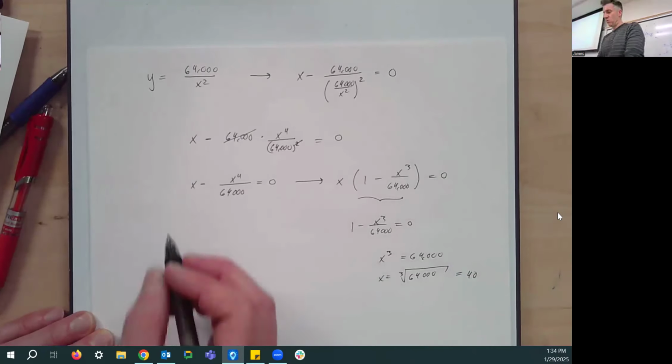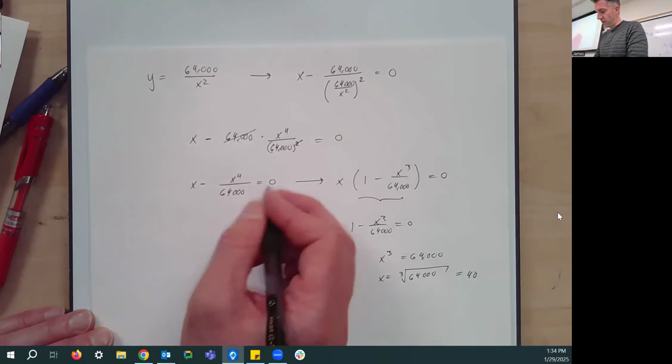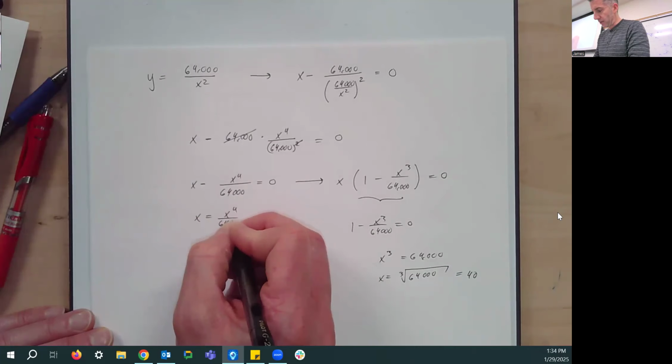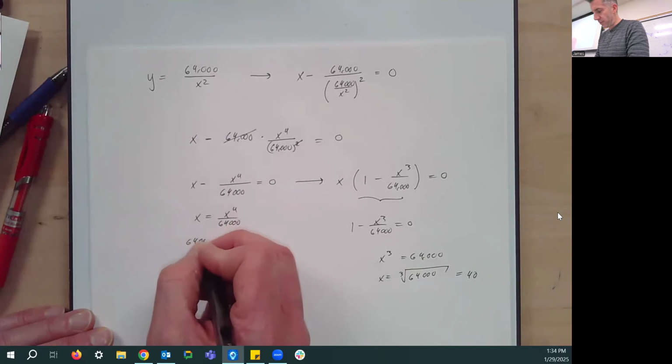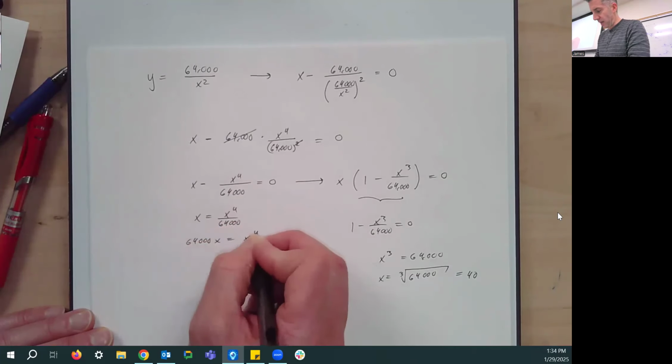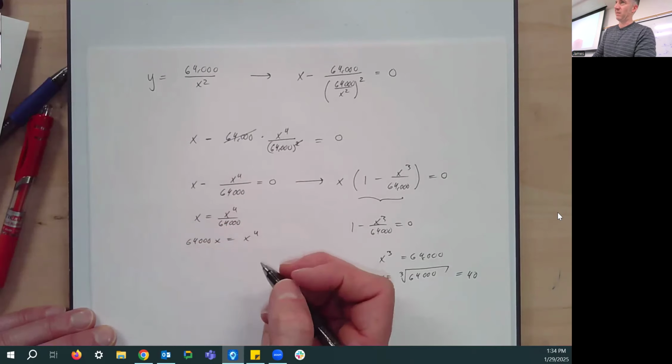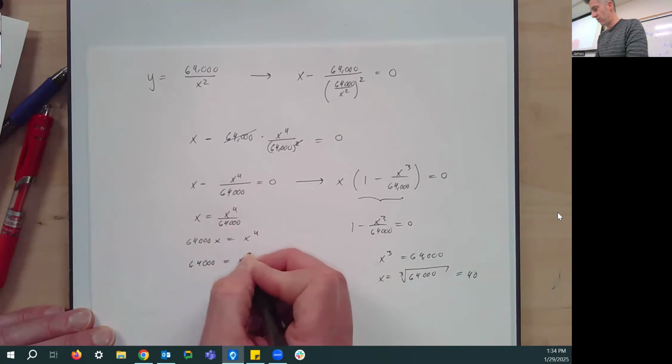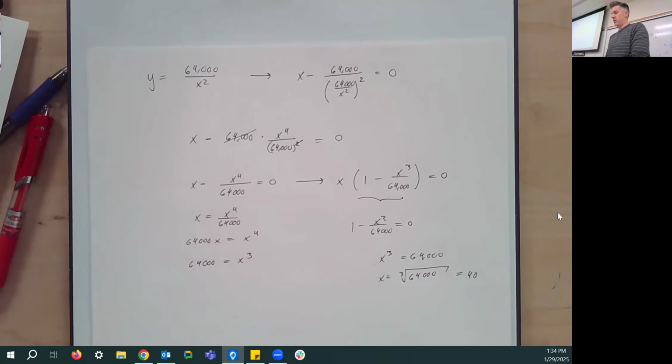Or if it made more sense to you, you could have brought this over to the other side and said that x is equal to x to the fourth over 64,000 and then multiplied. And then even though it's not the best, you could divide both sides by x here. Usually I frown upon that, but since we know that 0 isn't really an answer, we don't have to worry about it so much. And then you get to the same place. Okay, so we got x equal to 40.